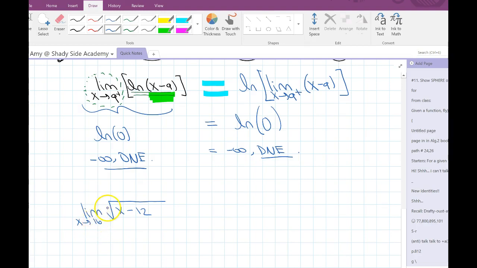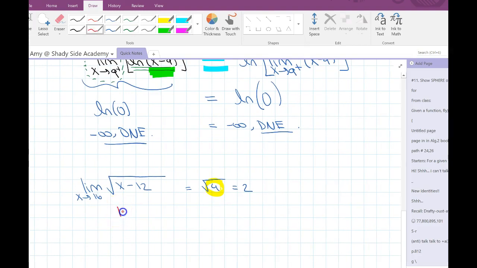Now, I know that many of us would look at this question and say, okay, this is going to equal the square root of 4, which just equals 2. But look what happened. Even in that quick move, you determined this number 4 by saying x approaches 16, so 16 minus 12 is 4. And then you took the square root of 4. In other words, true or false, this is equivalent to the square root of the limit as x approaches 16 of x minus 12? True, that is equivalent. It is absolutely valid to do that.